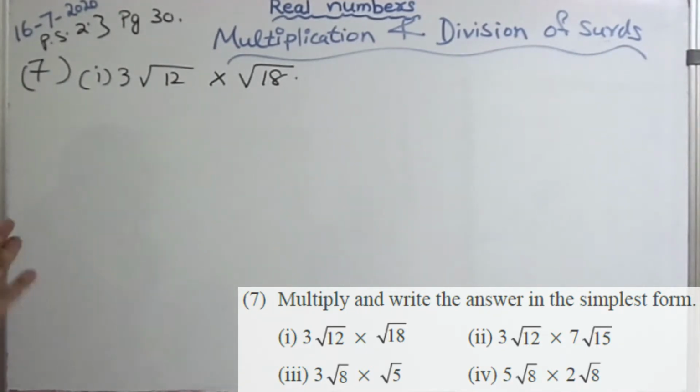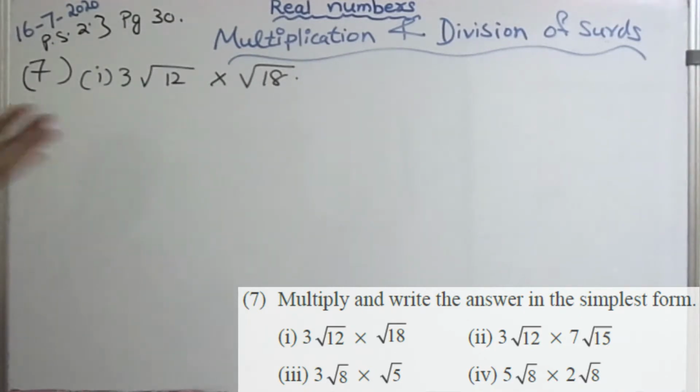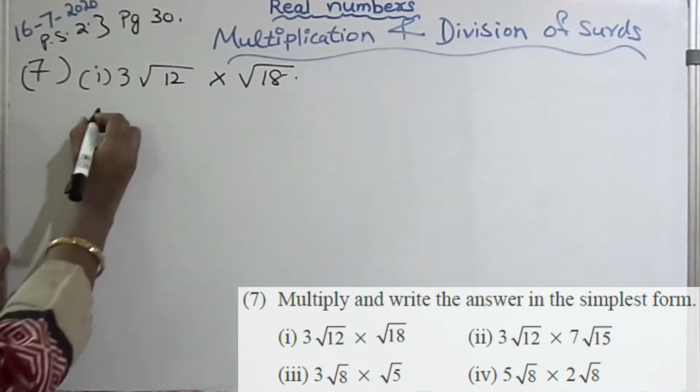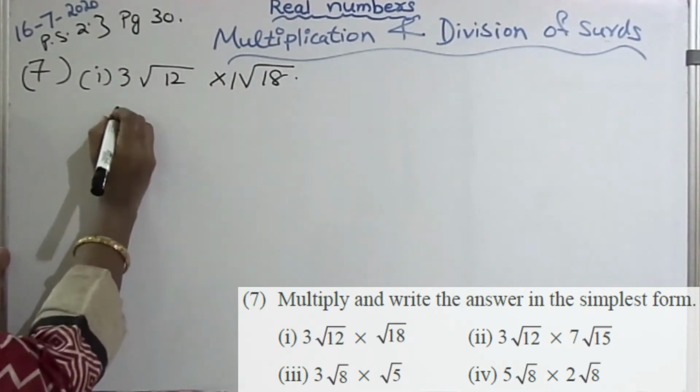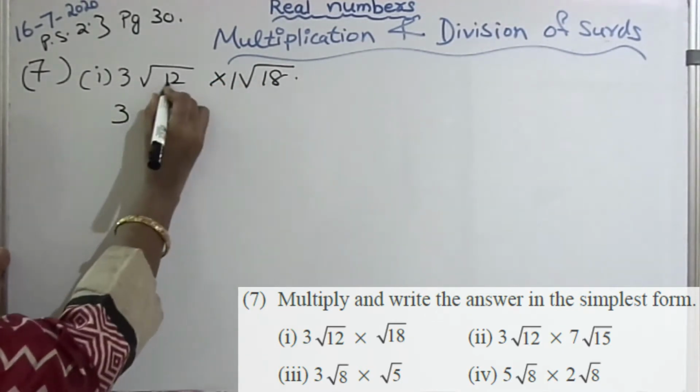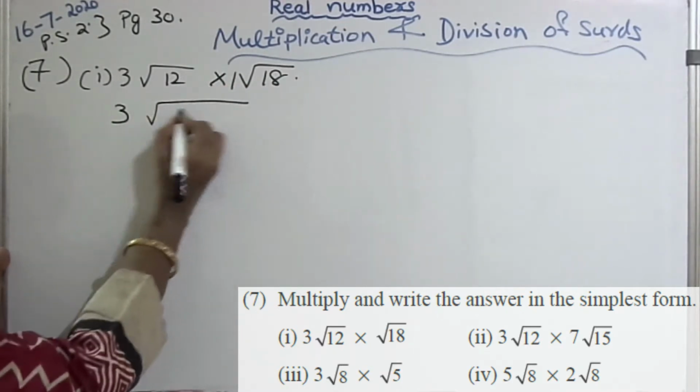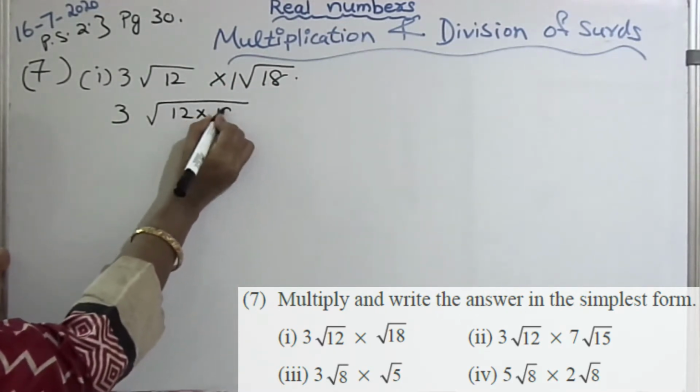Okay. Here we are doing multiplication of like surds. In this 9th standard, we are doing multiplication of like surds. So, how to multiply? It is easy. First multiply the rational numbers. 3 ones are 3. Then you multiply these radicands, 12 into 18.